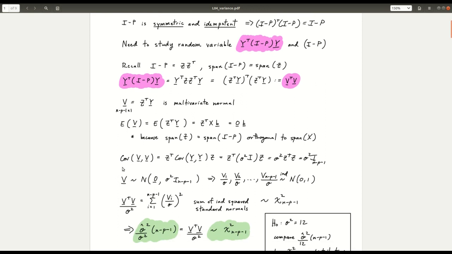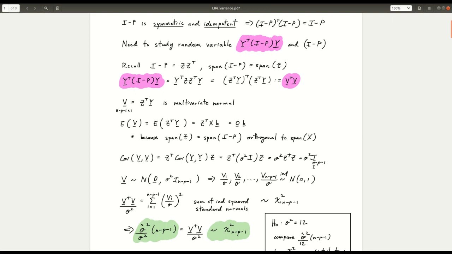The other fact, we're going to look at the covariance matrix for V. So we'll just use our properties of linear transformations of random variables. This just becomes Z transpose times the covariance of Y with itself times Z. And so this is Z transpose sigma squared I, which is the covariance matrix for Y, times Z, which is just sigma squared times Z transpose Z. And remember, Z has orthonormal columns. So this just becomes sigma squared.